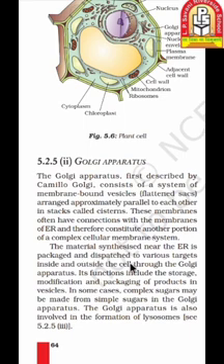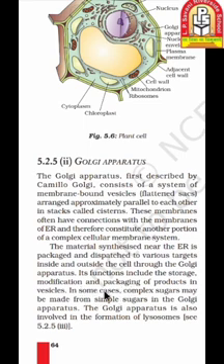The material synthesized near the endoplasmic reticulum is packaged and dispatched to various targets inside and outside the cell through the Golgi apparatus. Its functions include the storage, modification and packaging of products in vesicles. If the cell requires energy, it comes in the form of ATP. But for the formation of ATP, the food needs to be digested. And the function of the Golgi apparatus is to store, modify, and package the products in vesicles.